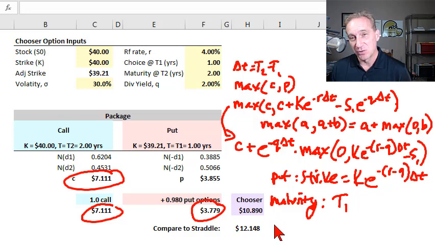I hope that's at least intuitive, because with the straddle, we don't need to make that decision at 1 year, whether it's a call or a put. We essentially get to defer the decision all the way to the end and get either the call or the put. So the chooser option should be less expensive because it's effectively forcing that choice on us at 1 year. For that reason, changing this T1 will vary the value of the chooser. So I hope that's helpful.